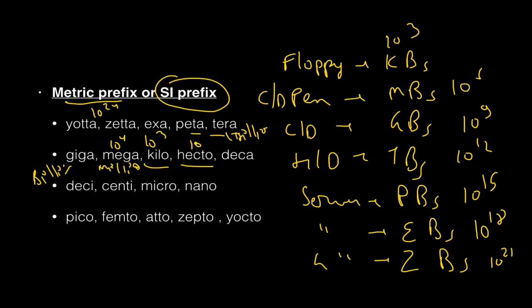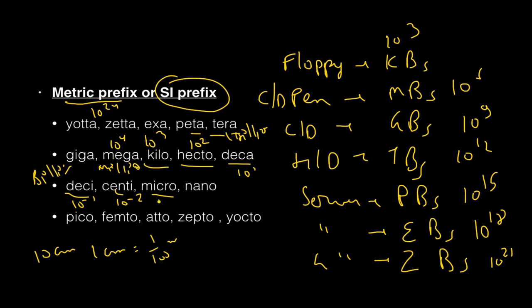Hecto means 10 to the power 2. Deca means 10 to the power 1. So 1 decameter is 10 meters. Deci means 10 to the power minus 1, so it means 1 decimeter is 10 centimeters. Centi means 10 to the power minus 2. So 1 centimeter is equal to 1 upon 100 meters.